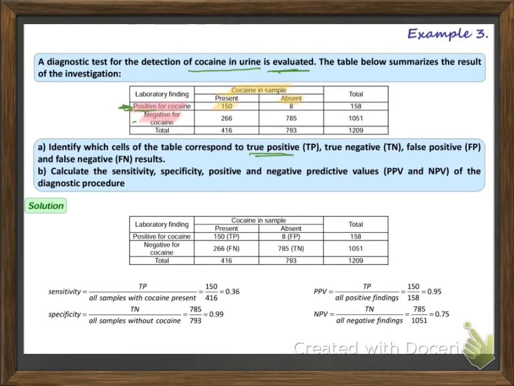So this one true positive, and true negative will be negative for both. So negative cocaine and absent, okay? Everything is negative. So negative and absent, it will be the intersection of these two, which is this value. So positive, true positive, positive and present. Negative will be negative and absent.